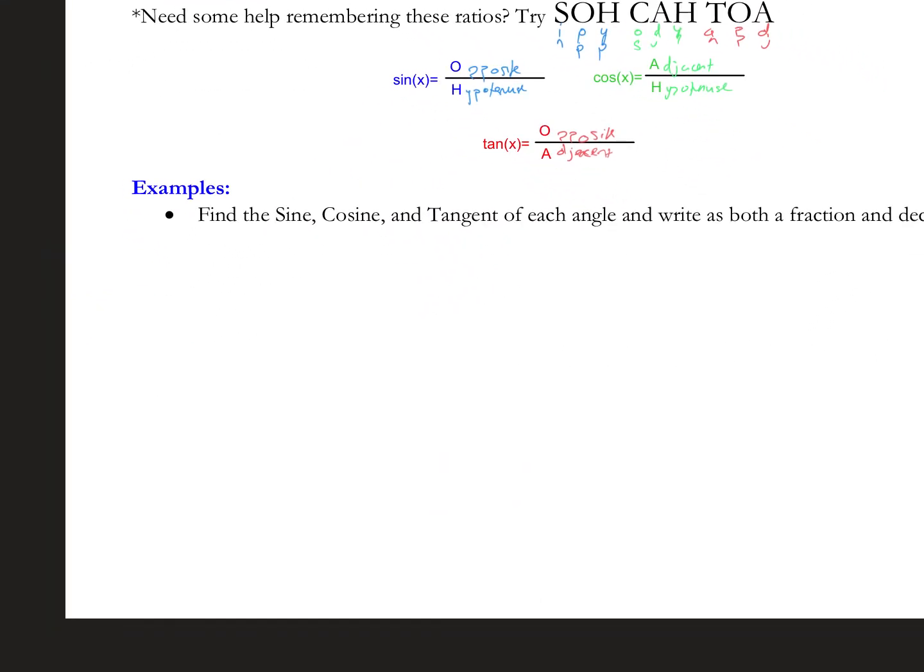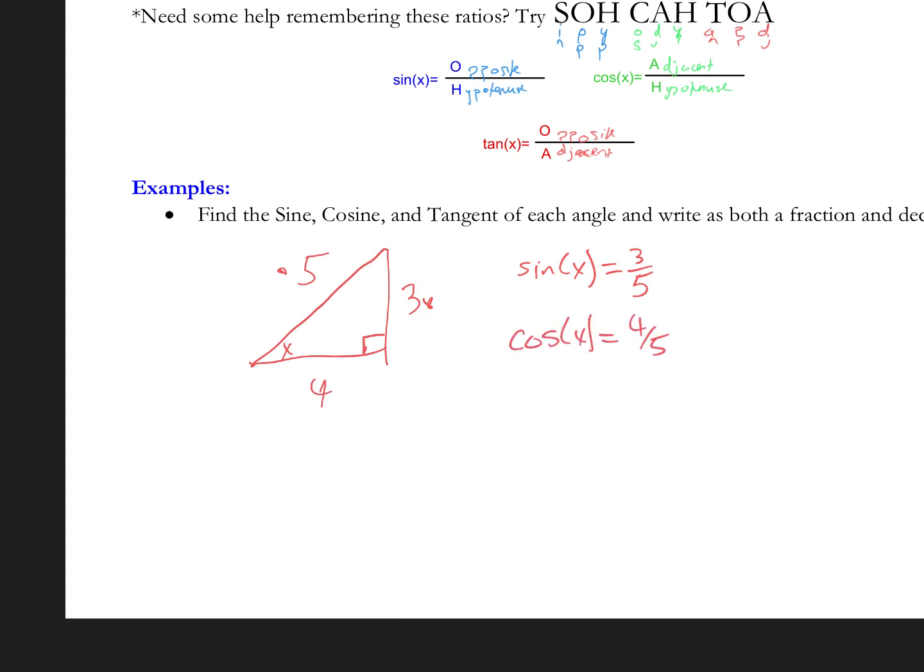So some examples here. I just want to talk about how we would find the sine, cosine, and tangent of each one of these. So let's go ahead and look at an example. Let's say I had this angle x down here, and I'm going to call this side 3, this side 4, and this side 5 in a right triangle. So the sine of angle x is going to be equal to 3 over 5, because it's opposite over hypotenuse. Next I have cosine of x, and that is going to be equal to 4 over 5, and that's because I have adjacent over hypotenuse. And finally, tangent, my opposite over adjacent, would be 3 over 4.